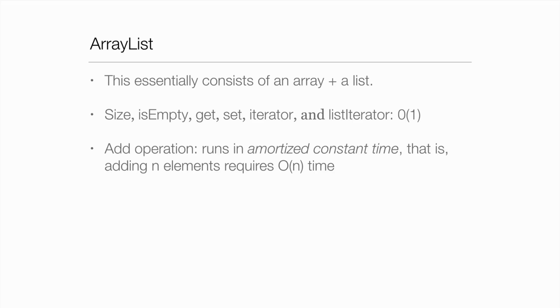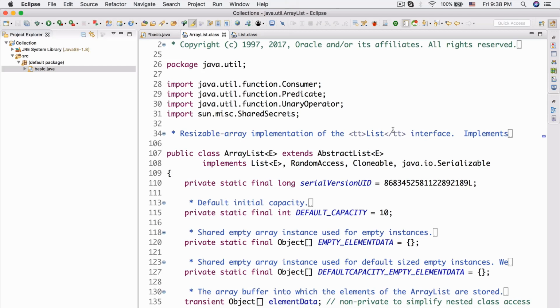All right, so here we are. ArrayList. An ArrayList essentially consists of an array plus a list. So it is sort of the combination of an array and a list. Let's go and take a look at the code and show you exactly what I mean by that. All right, so here we are in the ArrayList class.